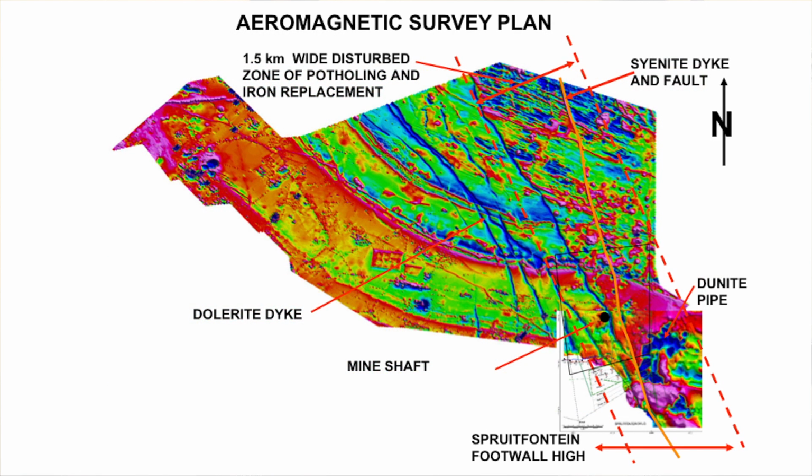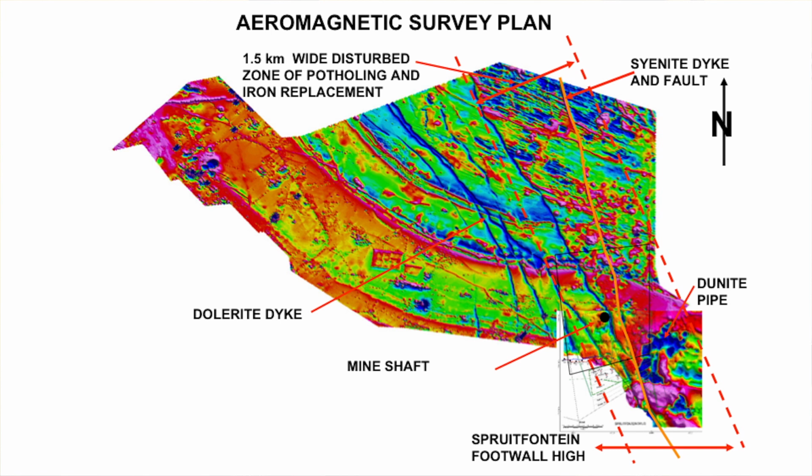This is now on Rustenberg platinum mines. It's quite interesting here. You can see the different layers of the Bushveld complex. There's a cyanide dike which is colored orange there. Now this cyanide dike infilled a radial fracture which runs from the Pilanesberg complex, goes through Rustenberg all the way to Krugersdorp. It's about 40 meters thick.